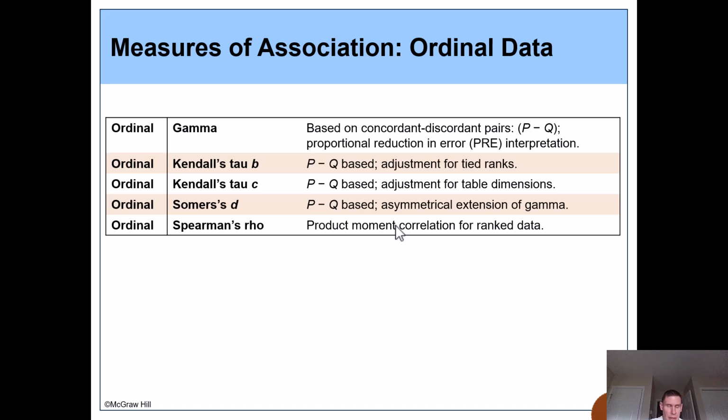Kendall's tau. The first one I should say is Kendall's tau B. This is Kendall's tau C. Again, P minus Q difference based with an adjustment for table dimensions. Somers' D, again, P minus Q based with asymmetrical extension of gamma. And then Spearman's rho, product moment correlation for ranked data. So just some examples of the measures of association for ordinal data.